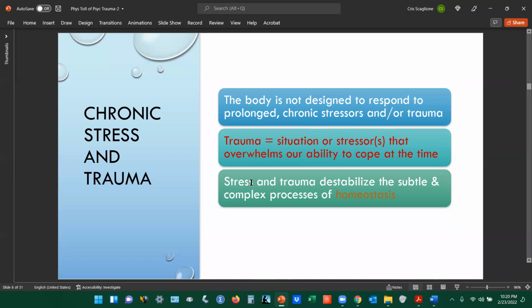Both regular stressors as well as overwhelming stressors or trauma, by their very nature, by the necessity of having the HPA axis suddenly activate, will destabilize the complex processes of homeostasis that go on in our body. The next slide I'm going to show you is one of the simpler homeostatic systems of the body. So I want to give you a sense that homeostasis is incredibly complex, often very subtle. And again, stress and trauma can overwhelm several systems of homeostasis in the body.